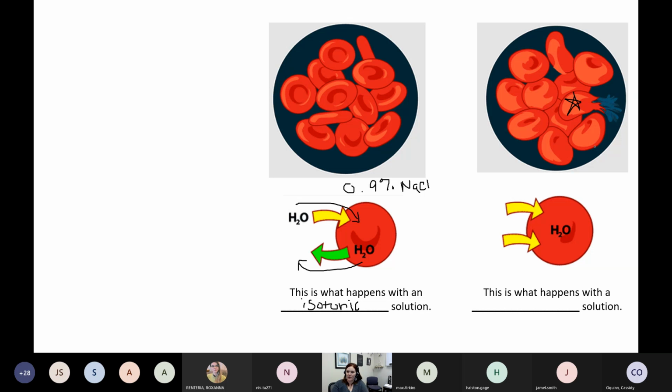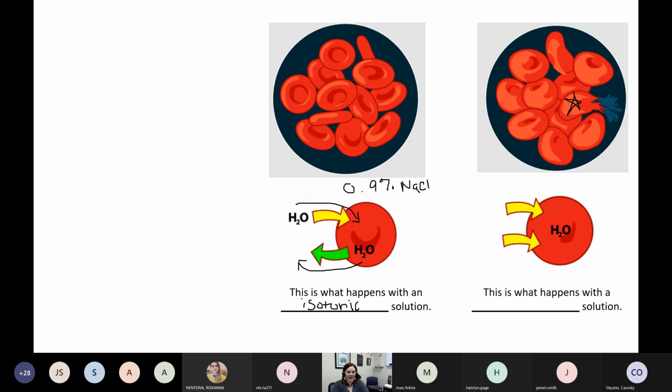Now, help me out. What kind of solution would we call it if there's way more water on the outside? Would a solution be hypertonic or hypotonic if it has more water, if it's sending all the water inside the cell? Or about 50-50 split.